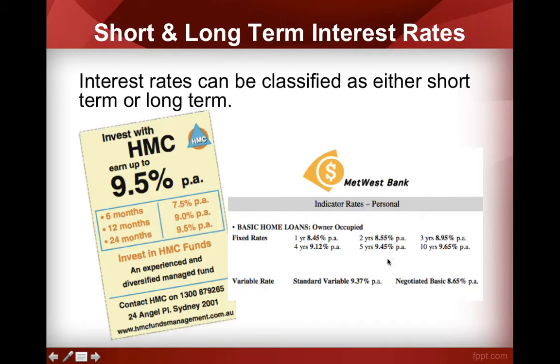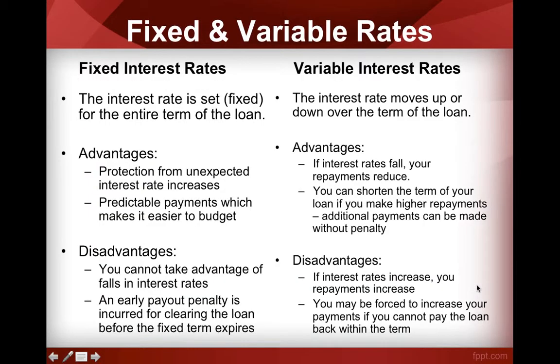So this is the fixed rate, where you fix the loan at that amount, or you can have a variable rate, which means that the rate could change depending on the fluctuations in the economy. The standard variable rate is about 9.37%. Negotiated basic is 8.6% per annum. So, fixed and variable rates.